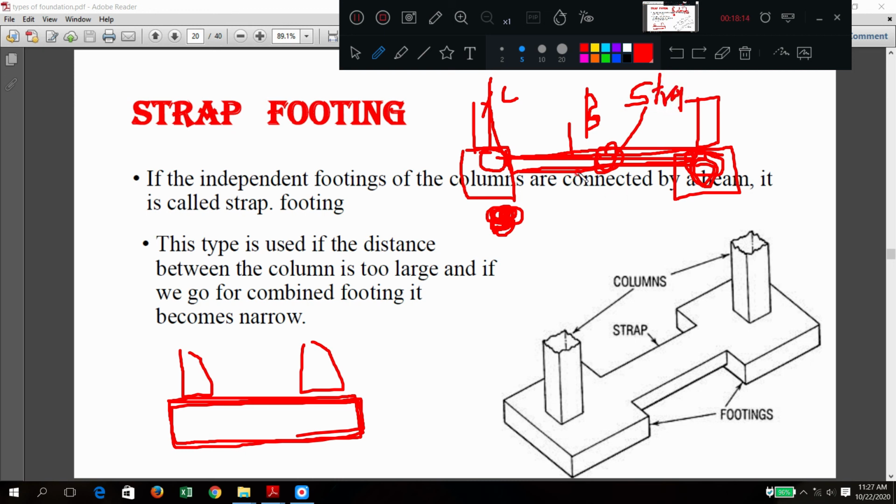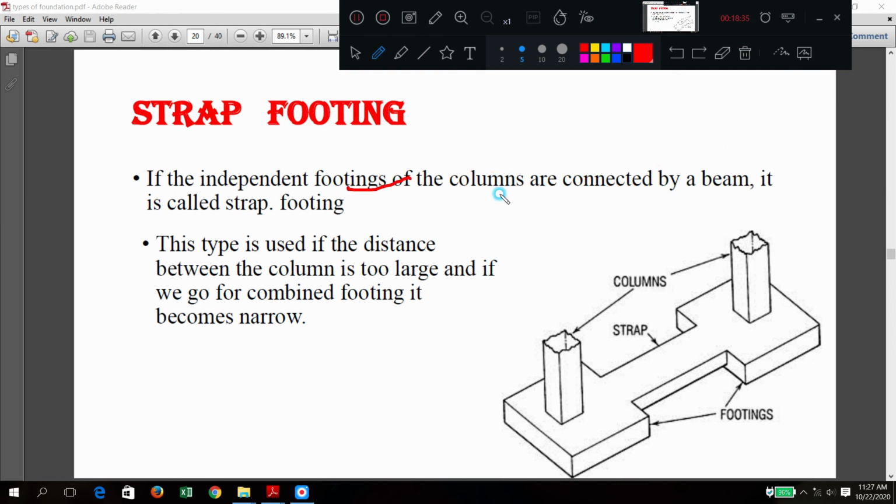Here the load is transferred from this point to this point only. Here soil is there, but this beam is not going to transfer that load to the underneath soil. It is going to transfer that to here only. So that is what they have explained here. If the independent footings of the columns are connected by a beam, it is called a strap. So we have just now seen, independent footings connected by a beam is called a strap. Here only it is written strap.